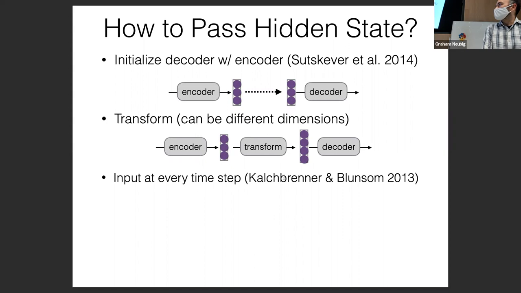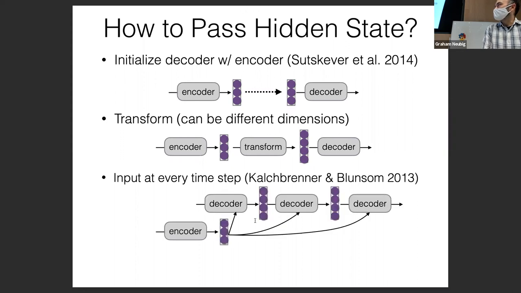Another thing that was done in the very first modern work on neural machine translation in 2013 is they took the encoder and passed it into every time step of the decoder. The reason why this is a good idea is we talked about vanishing gradients before. The gradients could vanish if you just pass the input state at the start, and then you might have forgotten the information from the input state by the time you get to the end, or you couldn't pass the gradients back in order to learn the encoder very well. So this helps alleviate that problem.